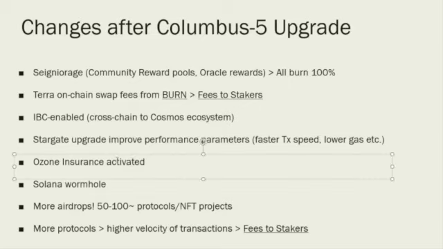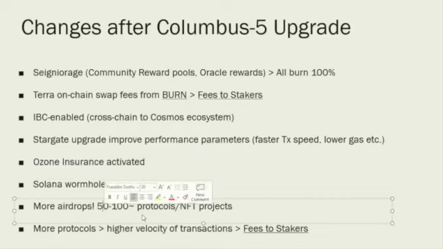And fifth, Ozone. Ozone is insurance. Insurance will mostly be used to fund Anchor. Anchor now has about 4 billion plus in deposits, so this will be some kind of insurance. And sixth is Solana Wormhole. Solana is also creating a bridge that will connect Solana to the Terra ecosystem.